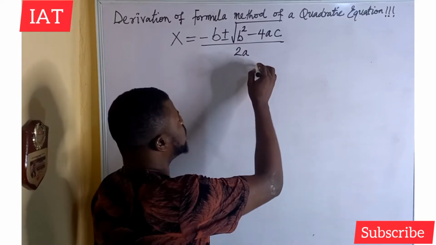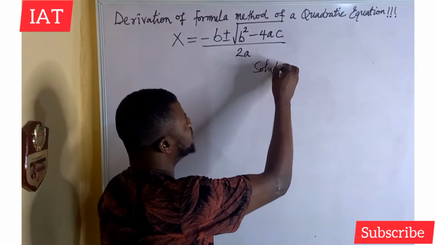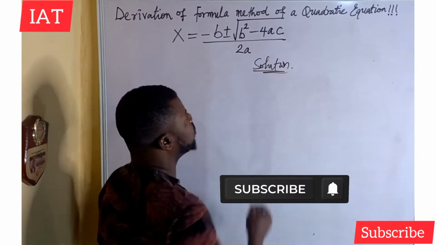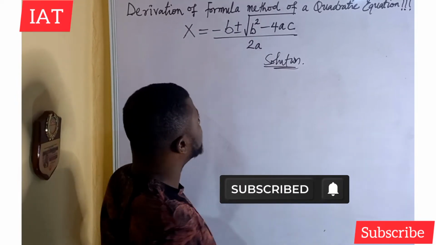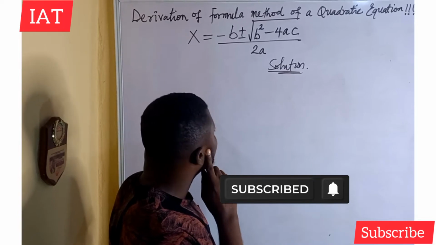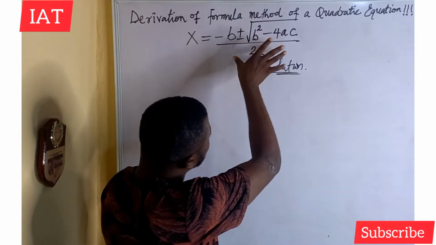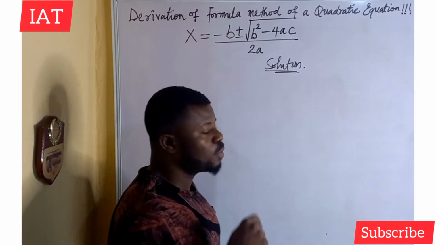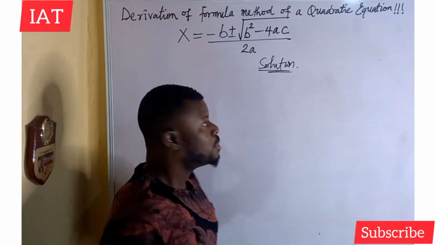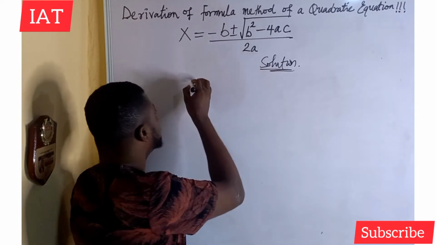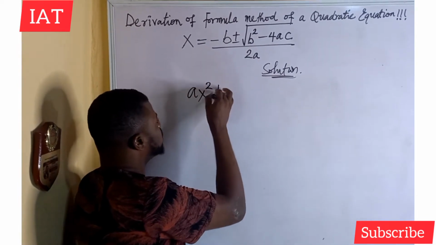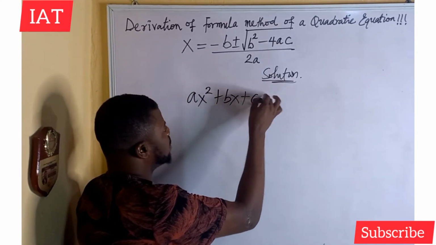In this video, we want to derive what we call the almighty formula or formula method in solving a quadratic expression. And the method we're going to follow to get this expression is what we call the completing of square method. So let's start. The general form of a quadratic equation is ax squared plus bx plus c equals 0.